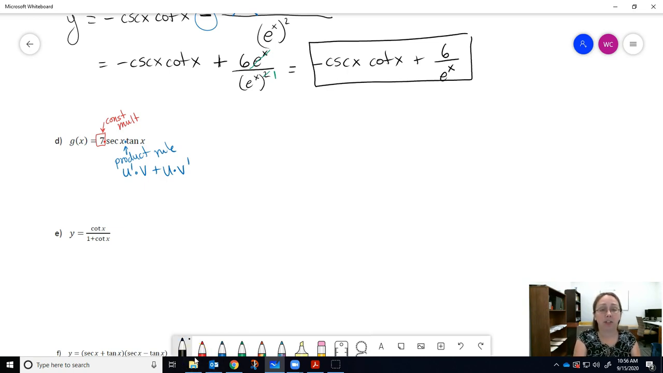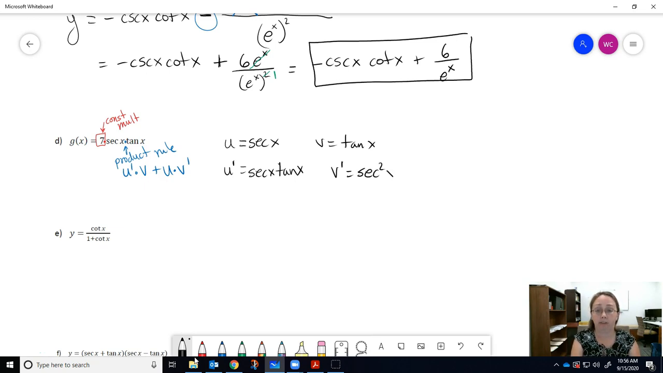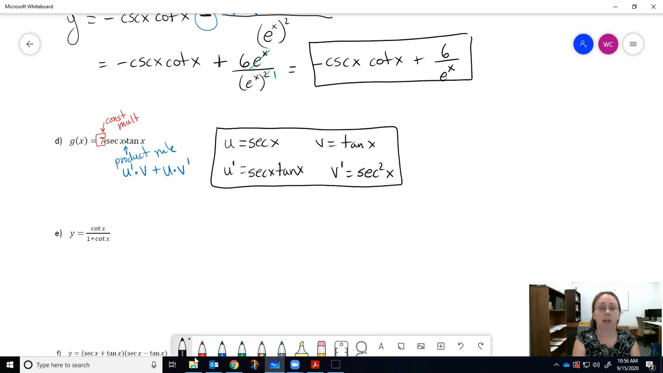All right, so if you paused your video, let's write down and see if you guys got everything worked out here. I'm going to call u the secant of x, and v, I'm going to let that be the tangent of x. So u prime, remember what the derivative of secant is? Secant x, tangent x. The derivative of tangent, we haven't looked that one up. Go check in your notes. It's secant squared of x. So here's all your pieces. And there's your rule. You're just going to plug them in.